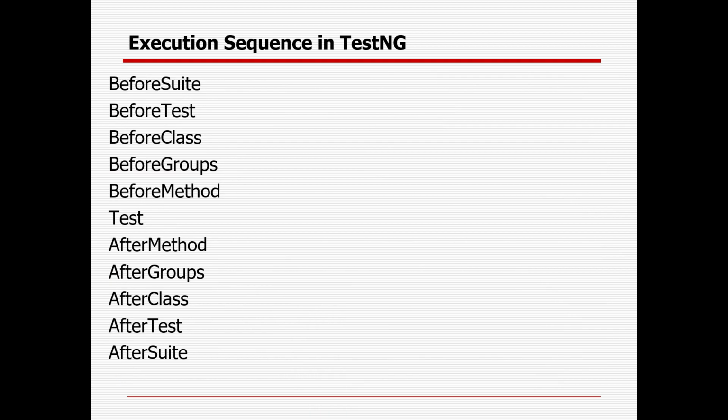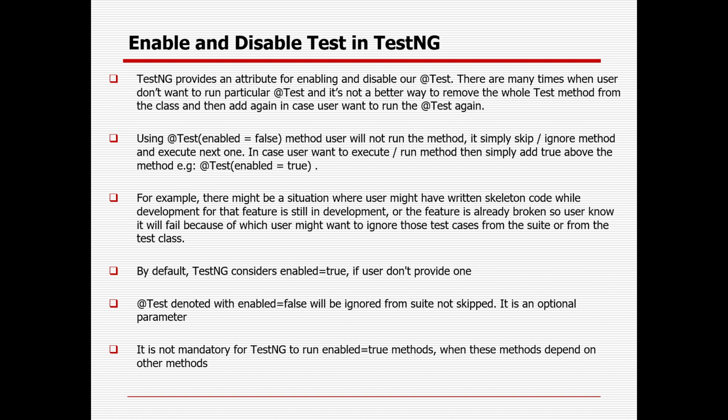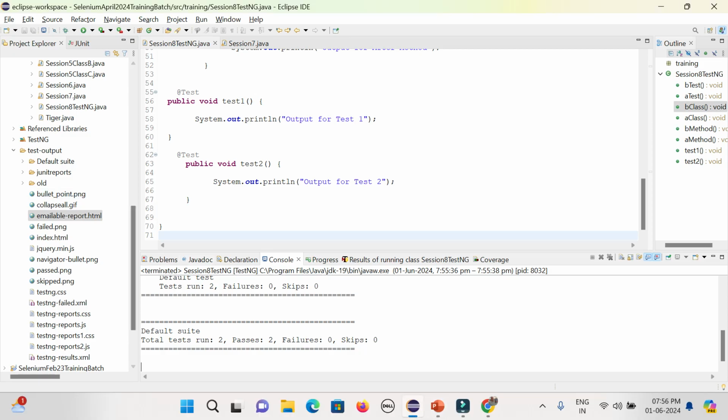So what is the sequence? You could see first before suite, then before test, before class, before group, before method, then your test cases, after method, after group, after class, after test, after suite. So suite will be executed only one time. Test, in case you have multiple tests, it will be executed multiple times. In case you have multiple classes, it will be executed per class. In case you have multiple methods, it will be executed at the method level. So that is the way it works. Okay, that is the way we can do it. Now let's comment out this part.